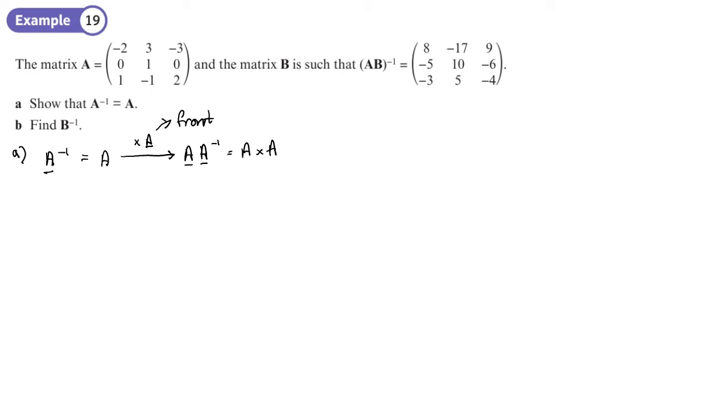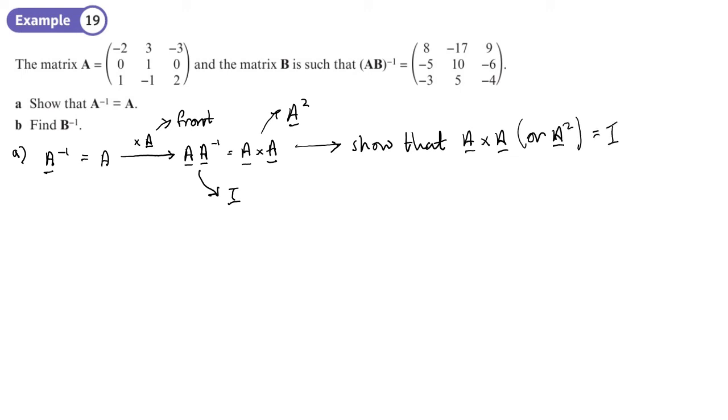Now, another way of writing A times A is A squared. But what do we have over here? Well, anything times its inverse is the identity. So basically, if I can show that A times A, or A squared, equals the identity matrix, which is 1 0 0, 0 1 0, 0 0 1, then I've proved that statement. Okay, so let's do that.